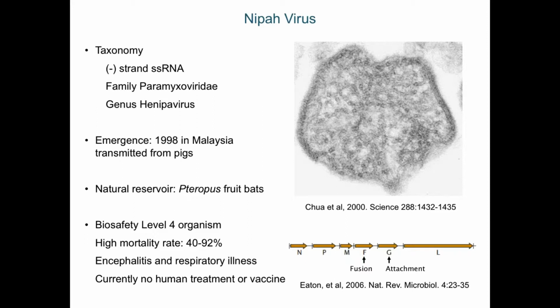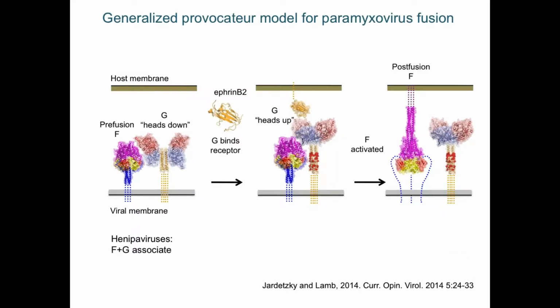Nipah virus, like other paramyxoviruses, is encapsulated in a lipid envelope that contains proteins that mediate entry into cells. These proteins are the fusion and attachment proteins, indicated here in a schematic of the Nipah virus genome. In our current models of paramyxovirus entry, the fusion protein F inserts a fusion peptide into the host cell membrane and undergoes a large-scale conformational change. The attachment protein is a tetramer consisting of a globular head domain and an alpha helical stalk. The head domains bind a receptor on the host cell.